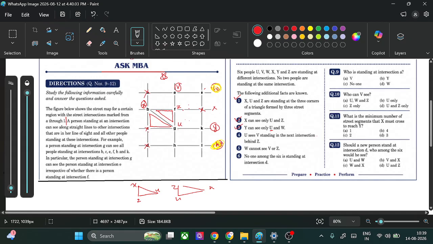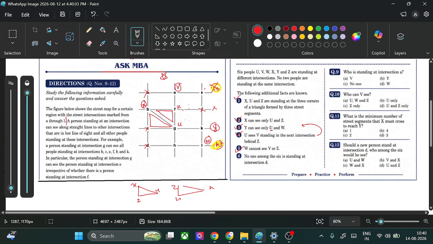Now coming back to the third point, Y can see only U and W. So combining the third point, this is the only possible place that we can place, find out the placement of W, right? Let's read further and we'll come back again to points number 3 and 5. Fifth point says W cannot see V and Z. So W cannot see V and Z, it means you cannot place W here. So the only position left for W is the last position, that is I. Sorry, L. So the fifth position is also taken.